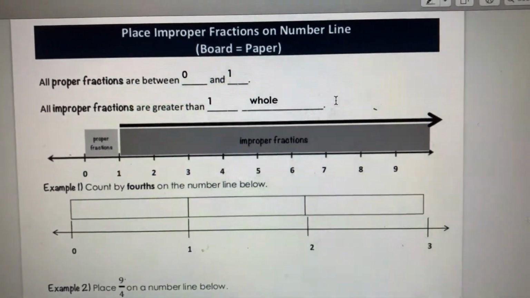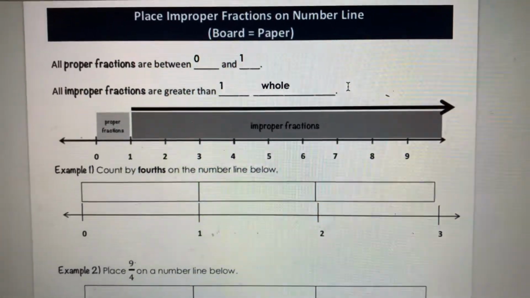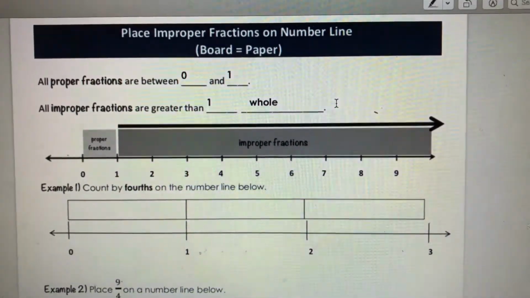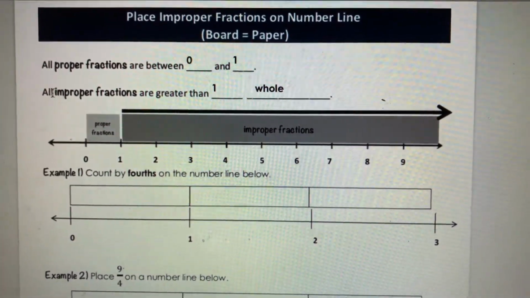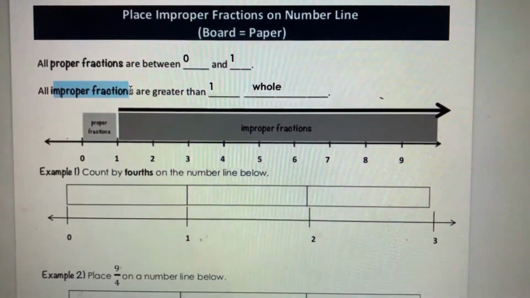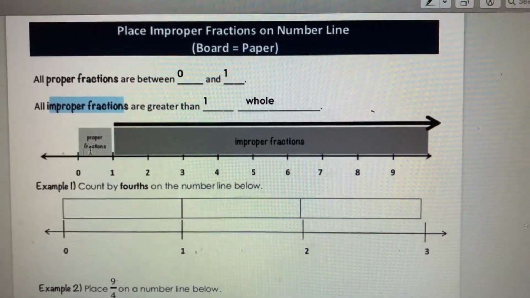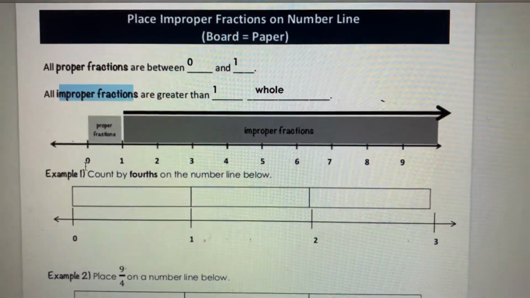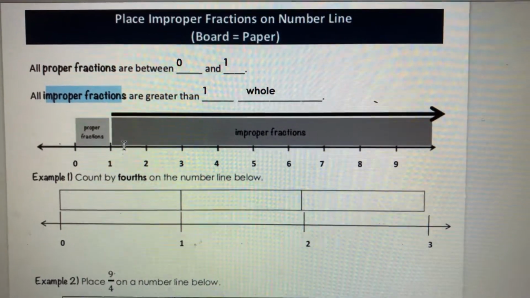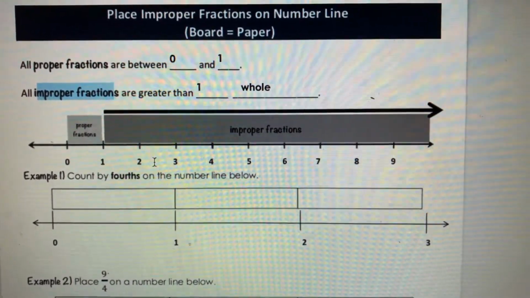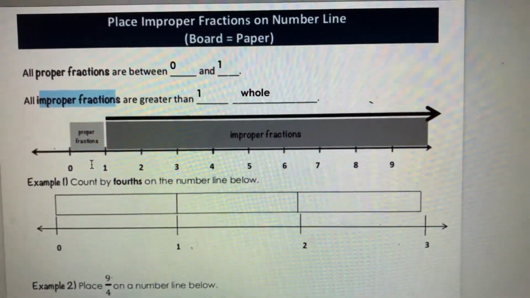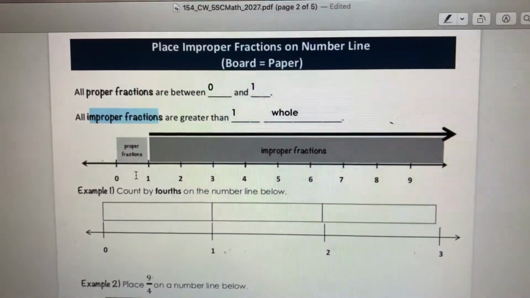Team, today we're going to talk about putting improper fractions on the number line. All proper fractions are between 0 and 1, but all improper fractions are greater than 1 whole. So when we have a proper fraction, it's always between 0 and 1, but the improper fractions are somewhere between 1 and any number bigger than 1. So when we have fractions, we can actually count them out based on their wholes.